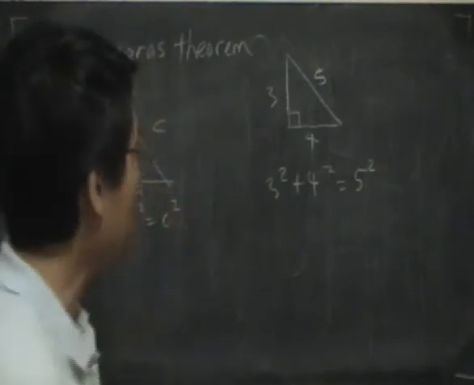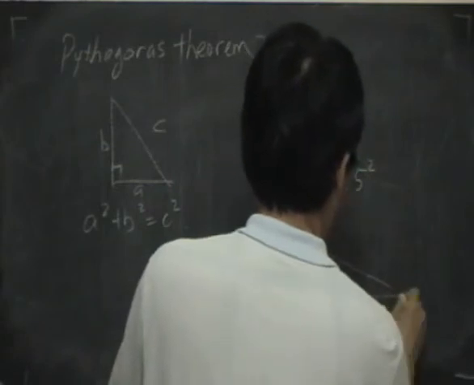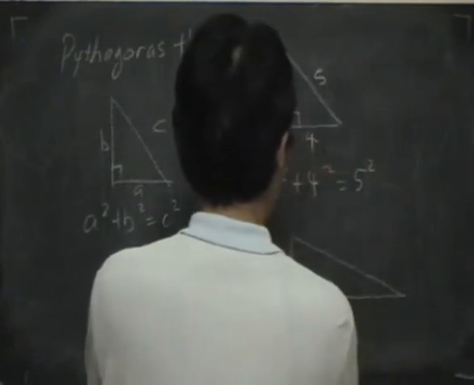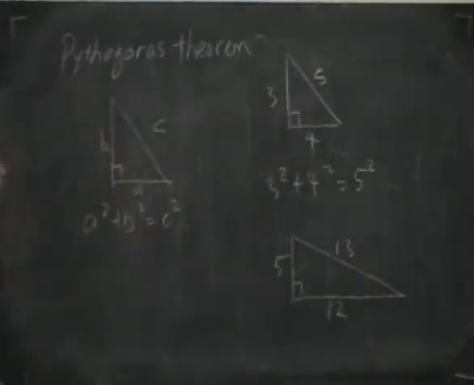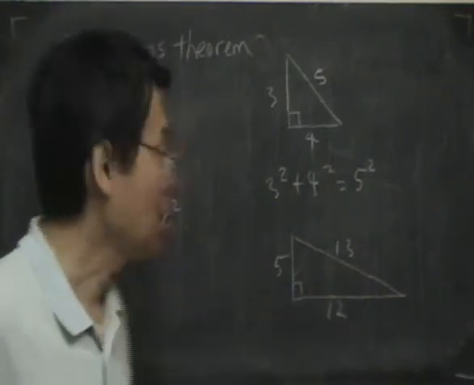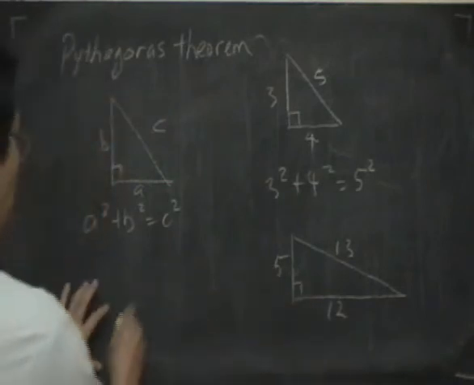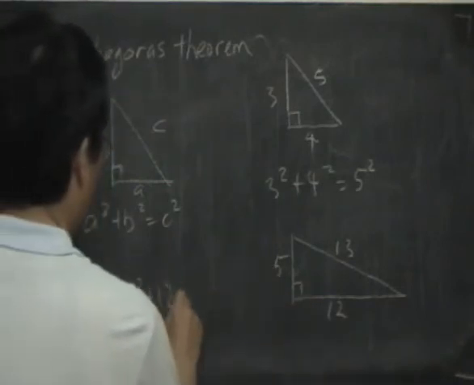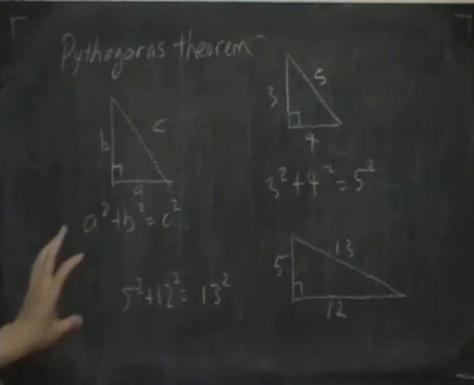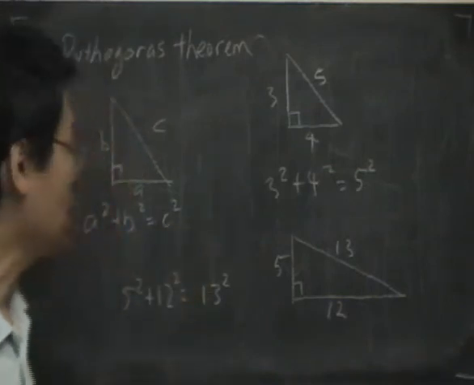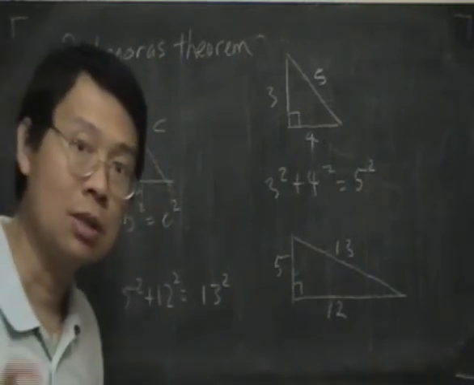Now another example is this. It's these 3 numbers, 5, 12 and 13. Now you can check that if I write down 5 squared plus 12 squared, it will be equal to 13 squared. So again, it is a nice set of 3 whole numbers that actually satisfies the Pythagoras theorem.